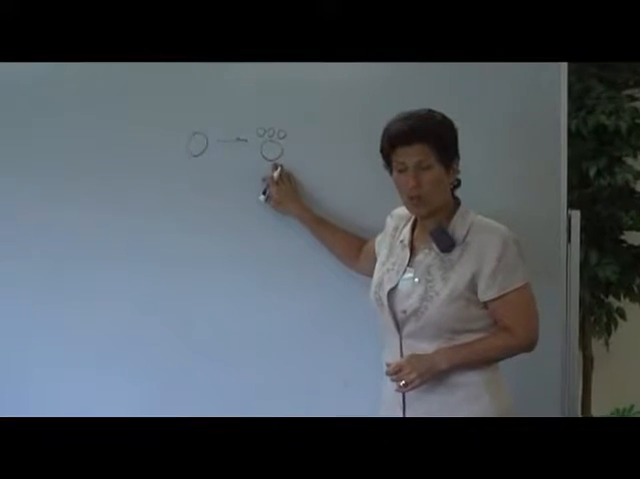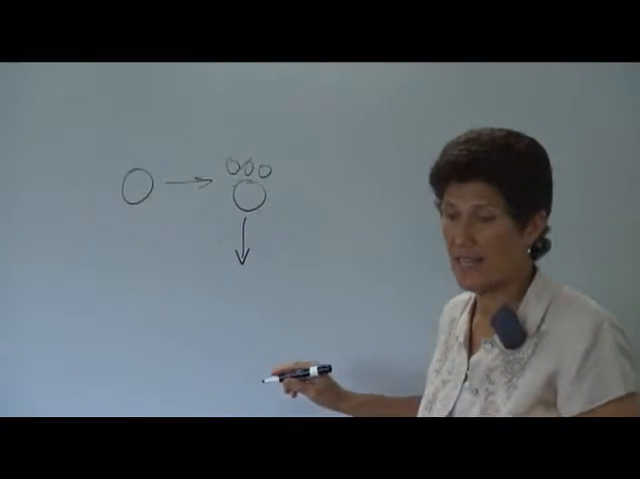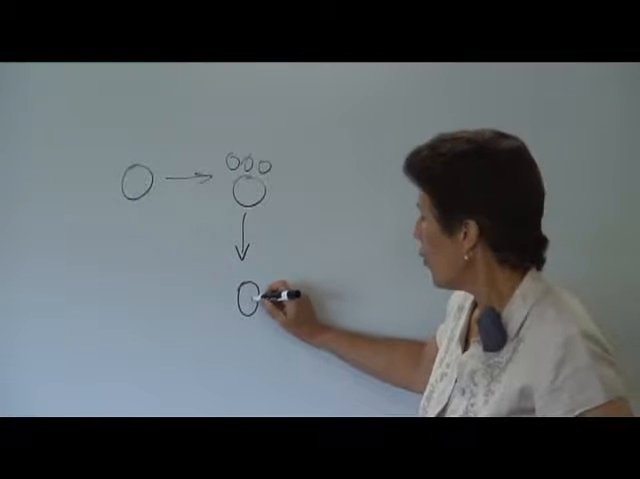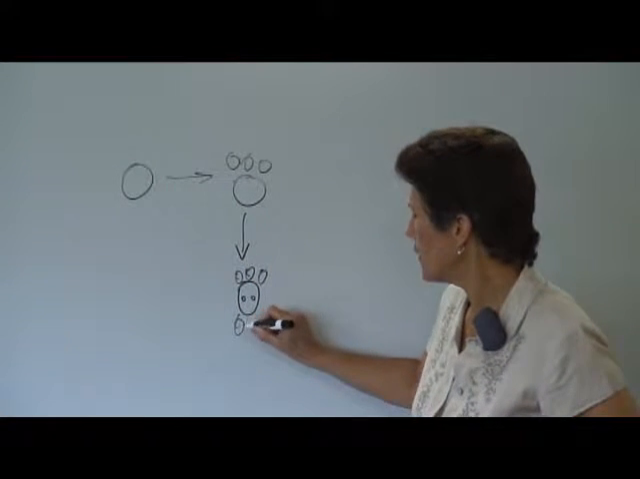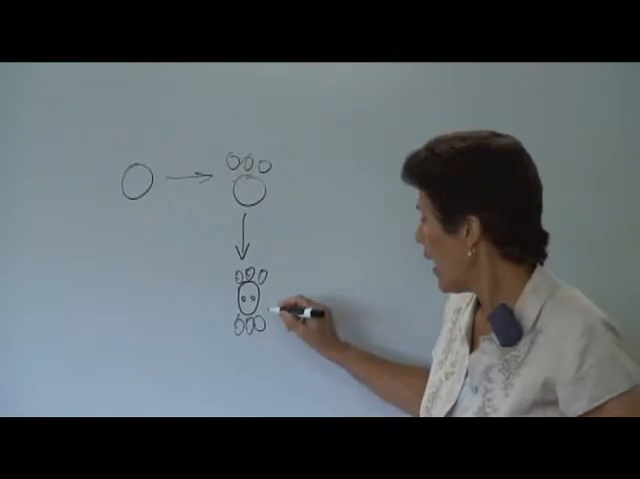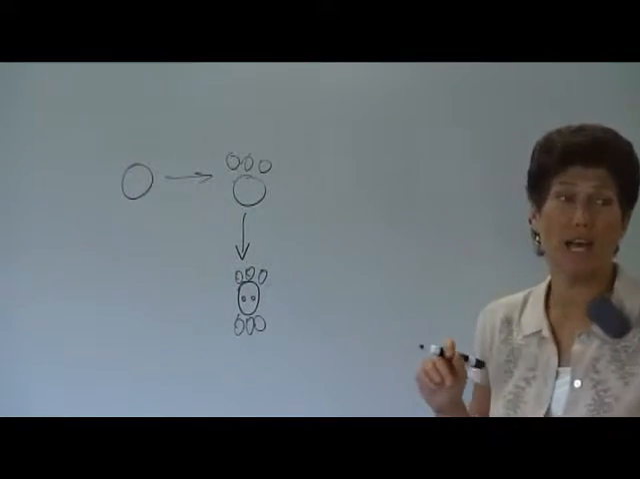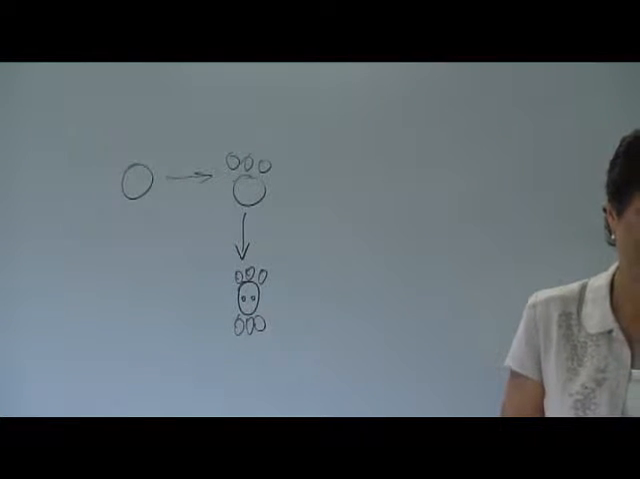But now this large one, which is called the megaspore, will go through mitosis again and again until eventually it ends up with 6 small haploid cells and one large cell with 2 haploid nuclei in it. It's not a diploid nucleus. It's got 2 haploid nuclei in it.